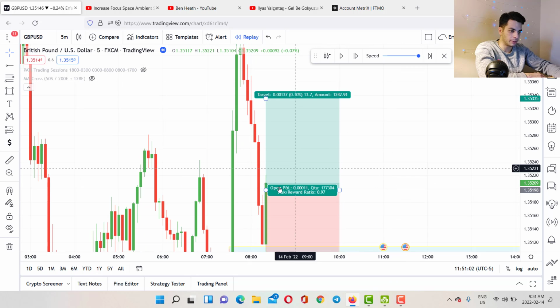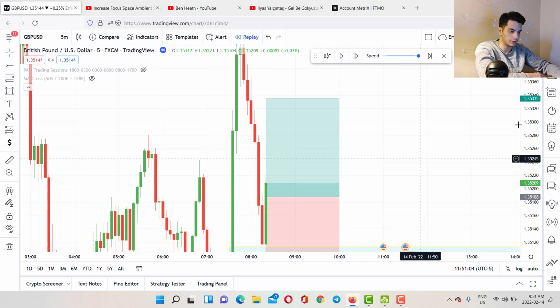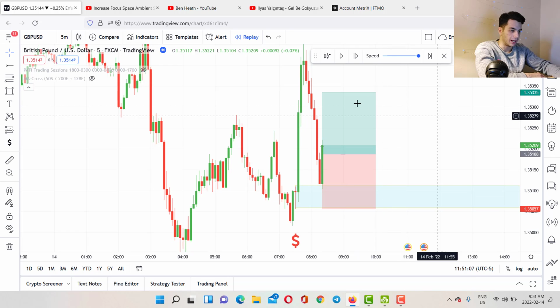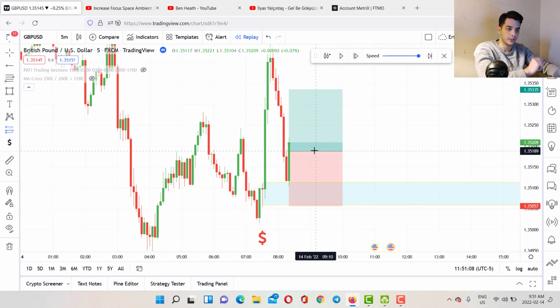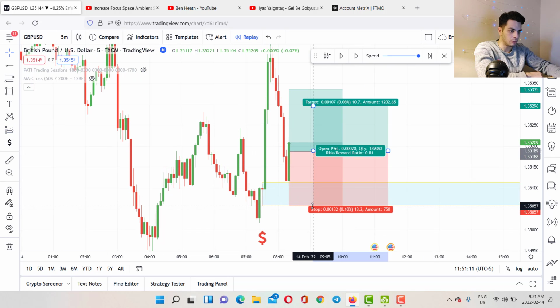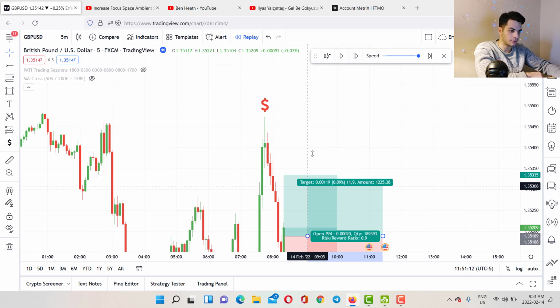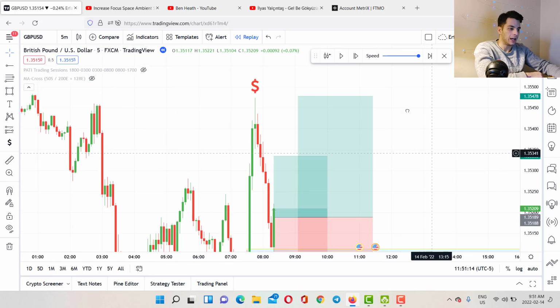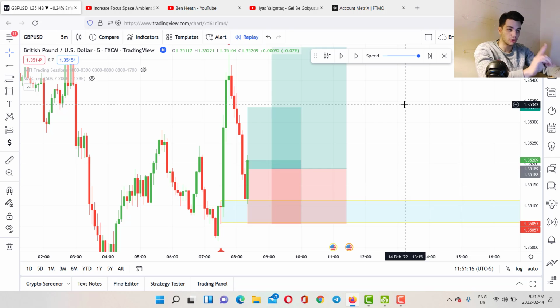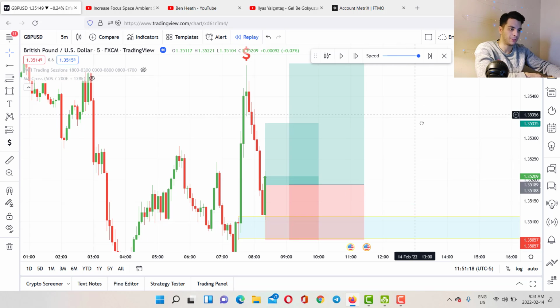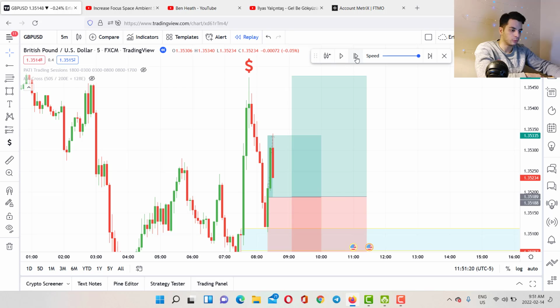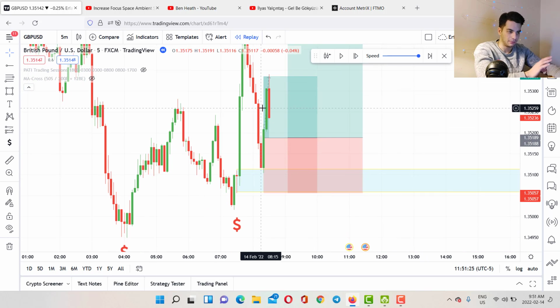So this is where my TP was, and I took it right here, and I took two trades. The first trade from here to here, the second one from here to here. And I also took one trade on NAS100. I'm going to show you what happened to that one as well. And then right here, my first TP got smashed right away.